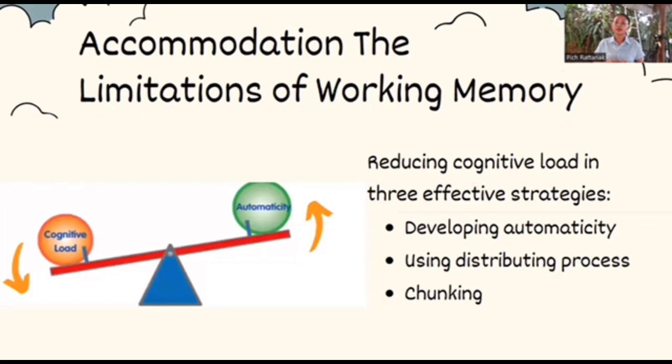Accommodation of the limitations of working memory. So as we already know, our working memory has a limited capacity. So how can we deal with it? There are three effective strategies to deal with cognitive load. The first one is developing automaticity, which is the ability to perform operations with little awareness and conscious effort.